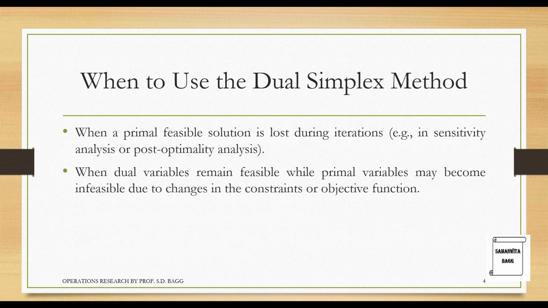When to use the dual simplex method? When a primal feasible solution is lost during iterations, for example in sensitivity analysis or post-optimality analysis. We will be taking up sensitivity analysis so that you understand what happens when the primal feasible solution is lost. When dual variables remain feasible, while primal variables may become infeasible due to changes in the constraints or objective function. So when you can still have the dual variables giving feasible solution, you should go for dual simplex method when the primal variables have stopped giving feasible solutions.